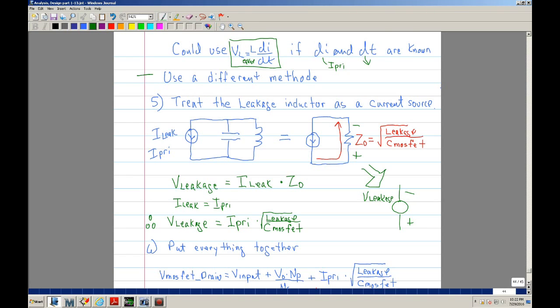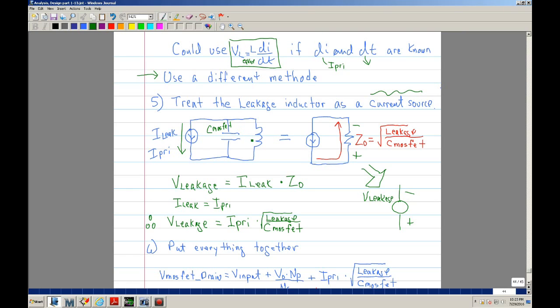So we're going to use a different method, and perhaps it may be a little bit more intuitive. So number 5, we're going to treat the leakage inductor as a current source. It's a very important concept. Why am I going to treat it as a current source? Well, remember that the inductor has stored energy, and prior, when it was storing the energy, it had a current of IP, or primary, going through it. So when it's released, that current keeps trying to flow, and it does flow, and I said that it flows through the capacitor. In this case, it's a C MOSFET.